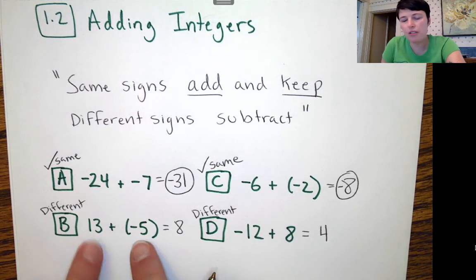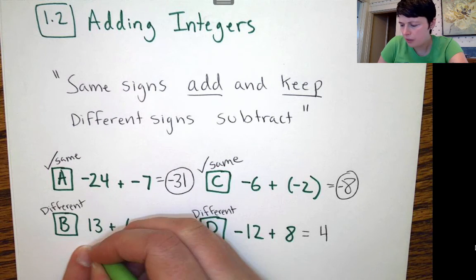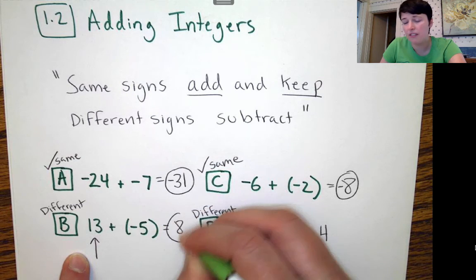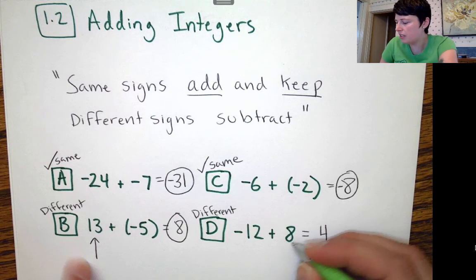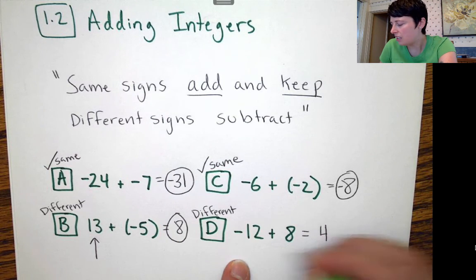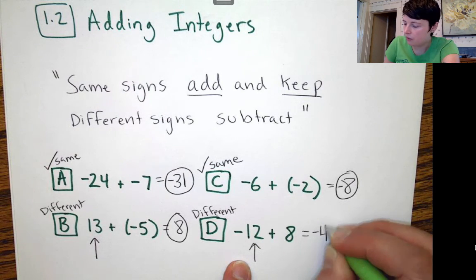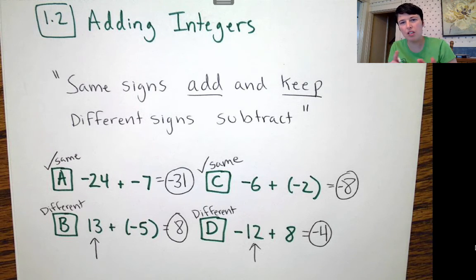So think about it. 13 plus -5. 13 is way bigger. The positive number is much bigger. So the answer is it's a +8. Over in the second problem for D, let's see, 12 is way bigger. It's the negative number. So the answer is -4. The bigger number helps us determine if it's going to be positive or negative.